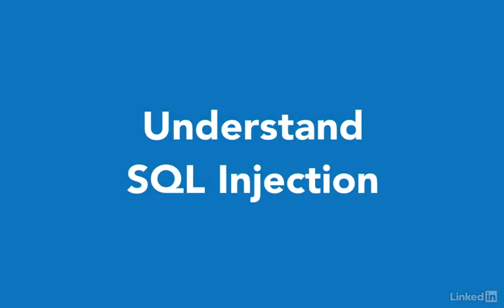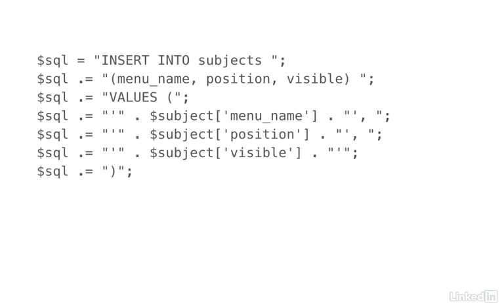In this chapter, we're going to learn how to prevent a critical security issue known as SQL injection. Let's begin by getting an understanding of what it is. Let's first start with a simple example.